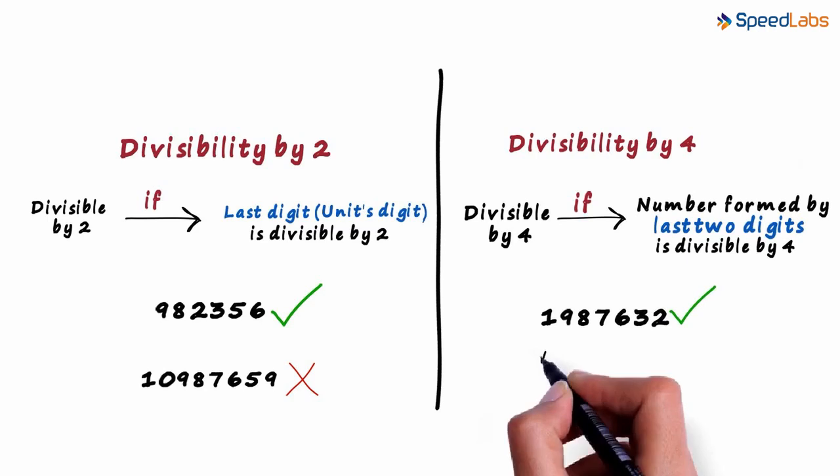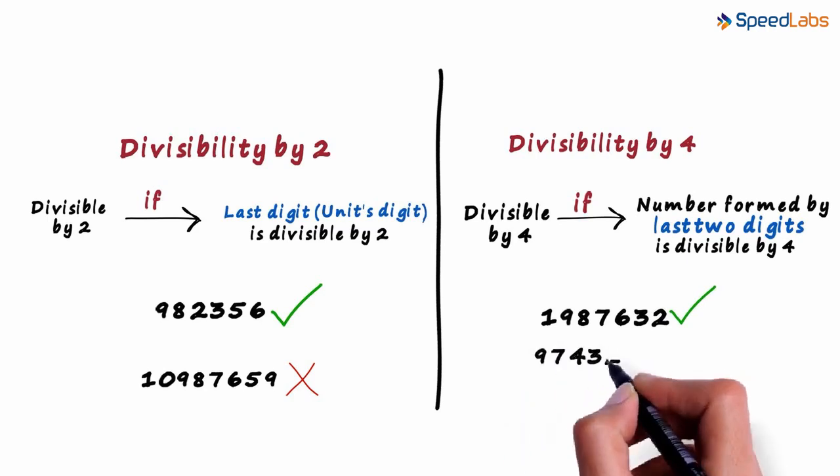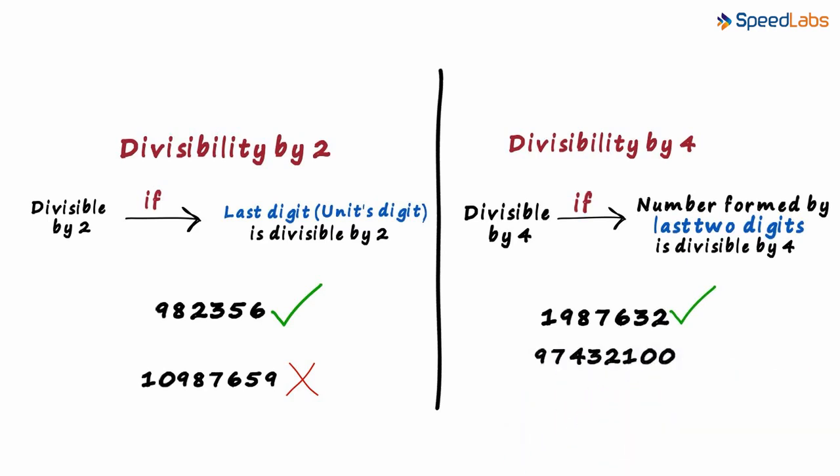Is 97,432,100 divisible by 4? The number formed by the last 2 digits is 0. We learned that 0 is divisible by any number. Hence, it is also divisible by 4.